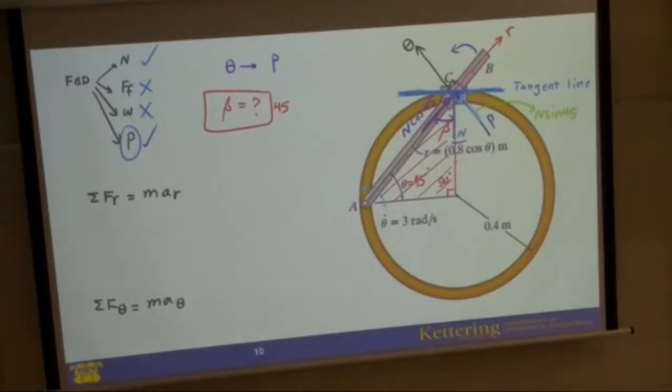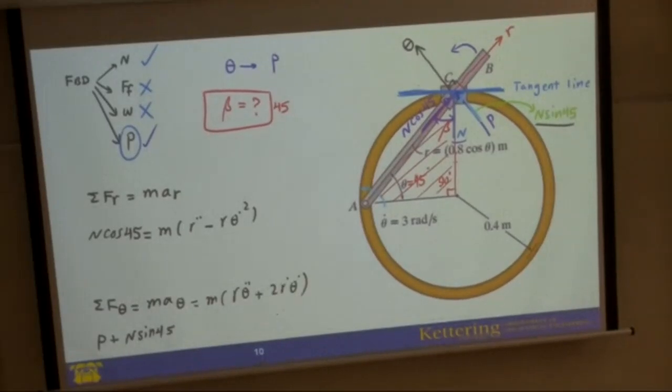It's N cosine 45 along the R. Along the theta, it is P plus N sine 45. Now, this one is equal to mass multiplied by acceleration along the normal. This is the equation: r double dot minus r theta dot square. Also, acceleration along the theta equals r theta double dot plus 2 r dot theta dot.